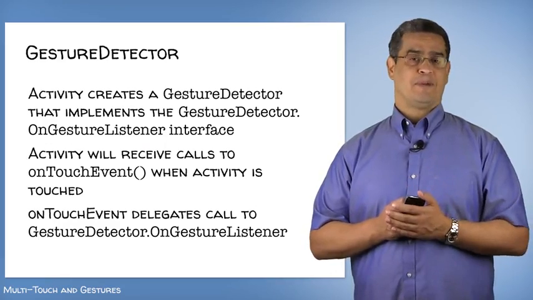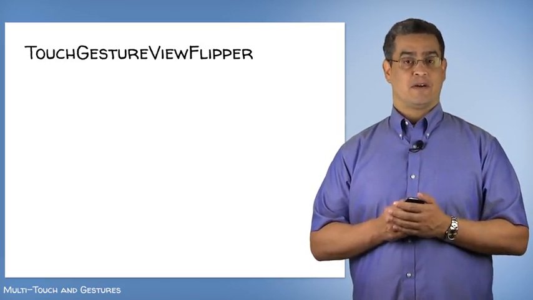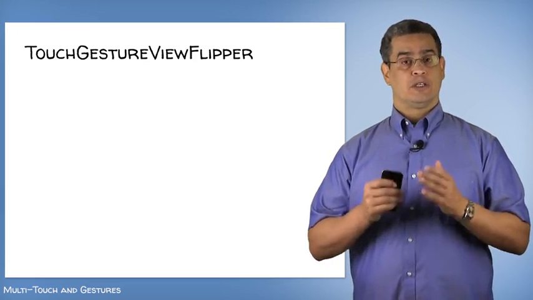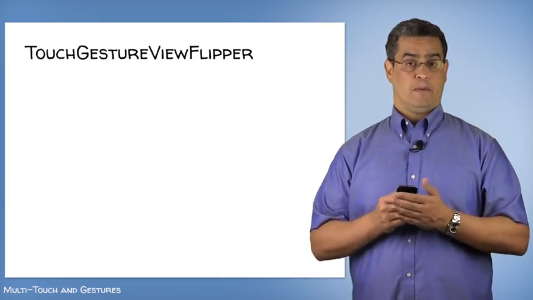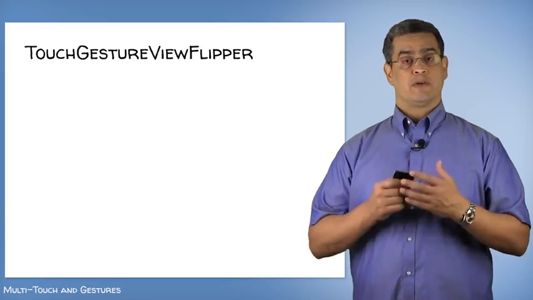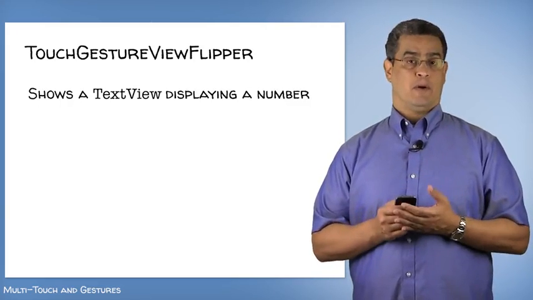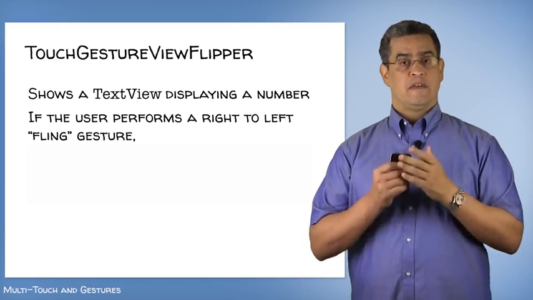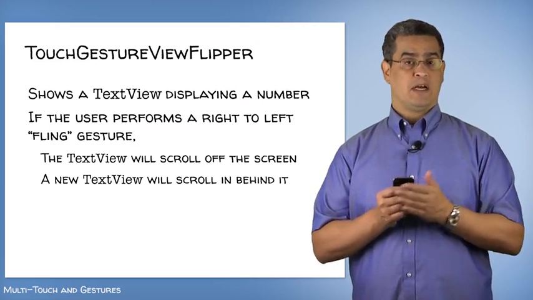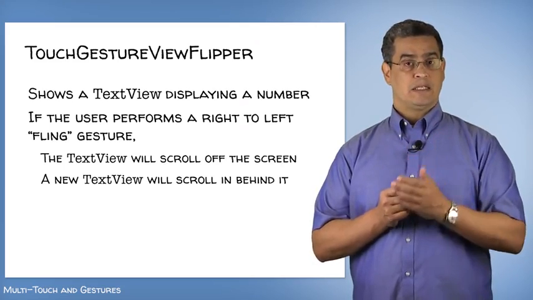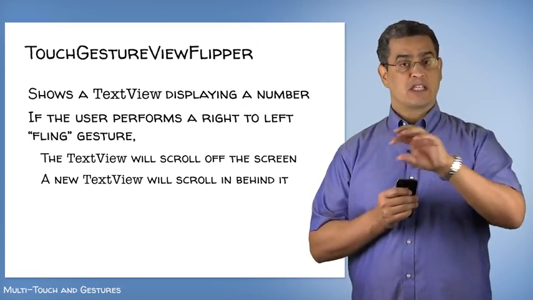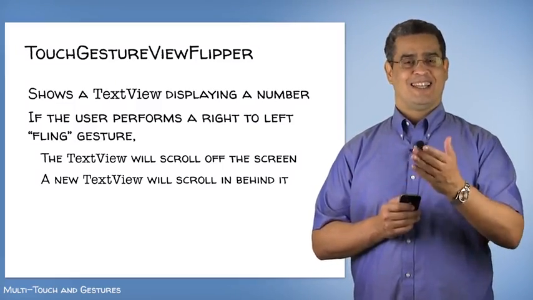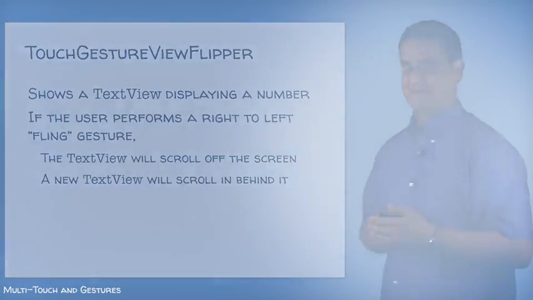Let's look at an example application that uses a gesture detector to recognize a fling gesture. This application is called Touch Gesture View Flipper. And when it starts, it presents a text view that displays a number. If the user performs a right-to-left fling gesture, then the text view will scroll off the left side of the screen. And while it does, a new text view displaying a new number will scroll in behind it from the right. Let's see that application in action.